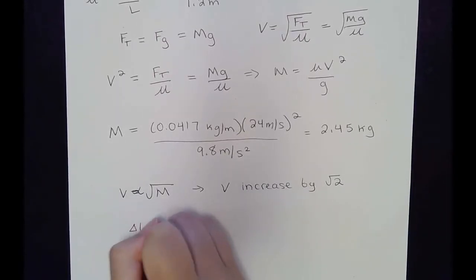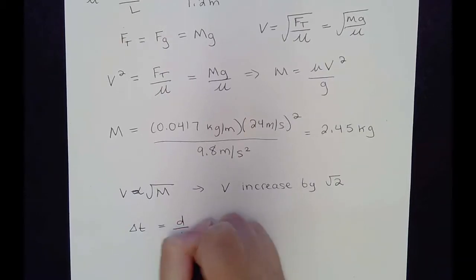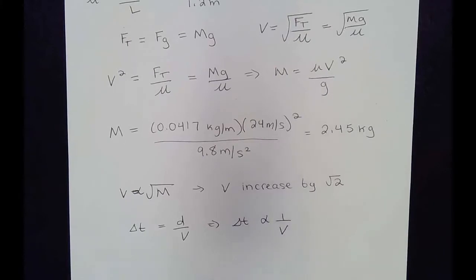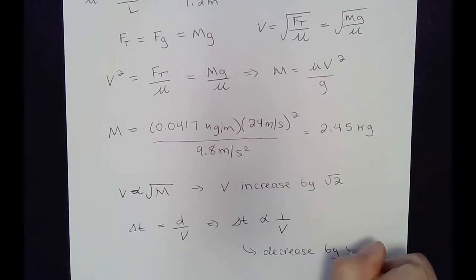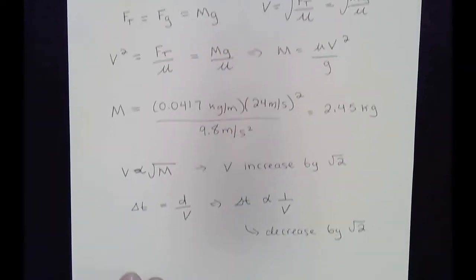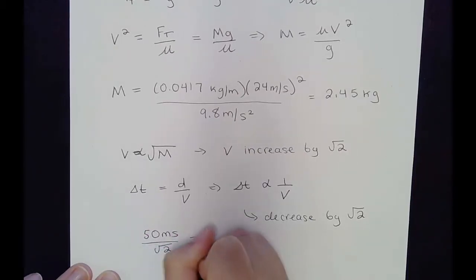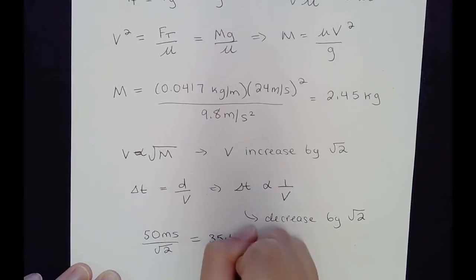Delta t equals d over v. So delta t, time, is proportional to 1 over the speed. That means that if v is increasing by root 2, the time is going to decrease by root 2. That's really sufficient, but we can find exactly how much it changes by. We can take 50 milliseconds and divide by root 2, which is 35.4 milliseconds.